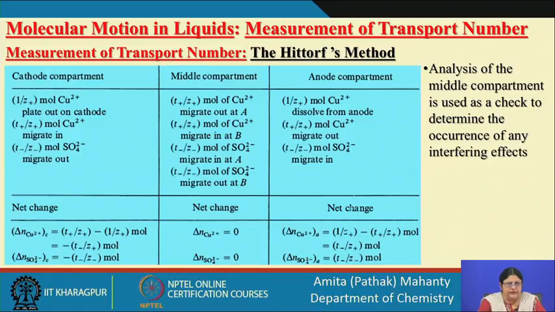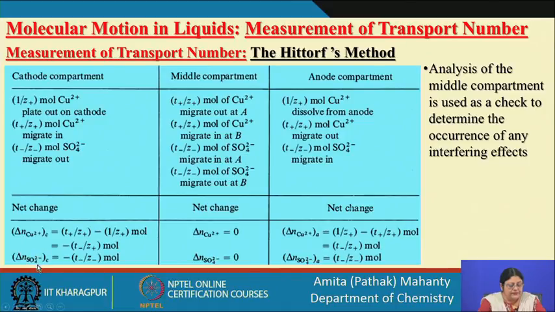I am not writing it since it is already there in the slide, but I hope you understand why I can write T minus here, because T plus and T minus totally sum up to 1. So, I can write T plus minus 1 in terms of minus T of the anion.